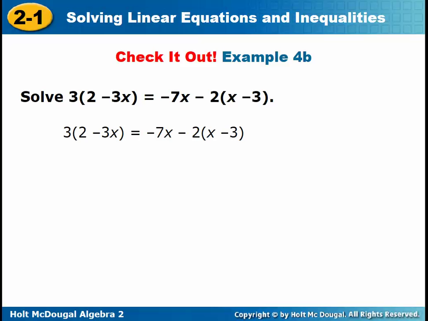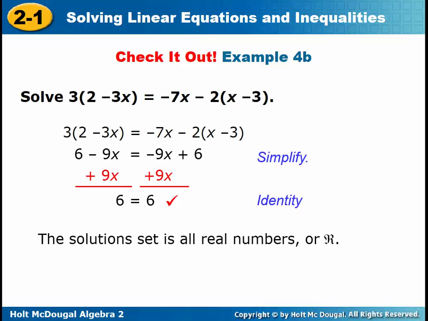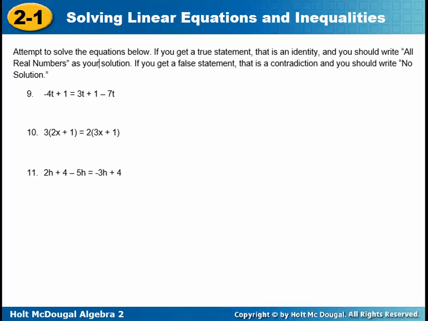In this example, it's the same basic setup. And in this one, we have the exact same thing on both sides of the equal sign. This is called an identity, so the answer is all real numbers. Here's the examples on your worksheet. Don't assume that number 10 is all real numbers until you start simplifying it.